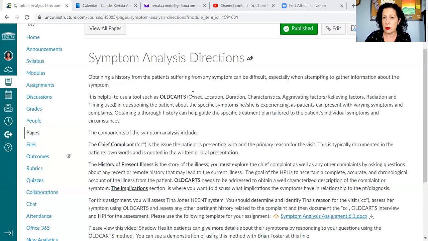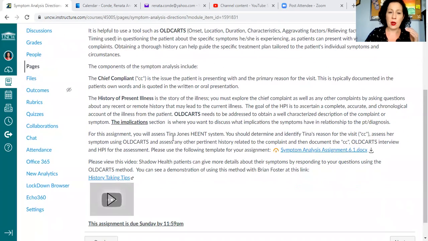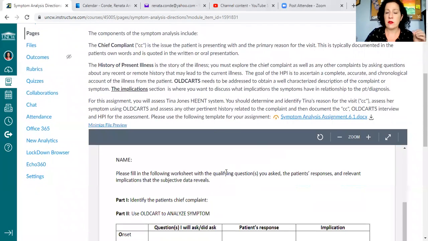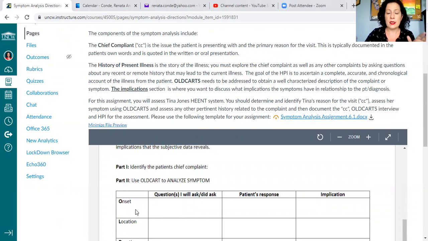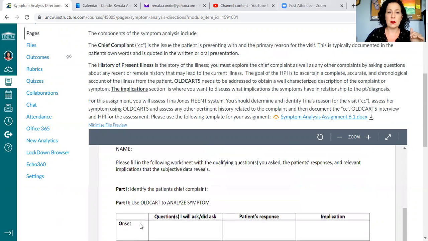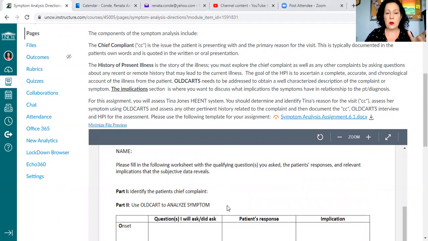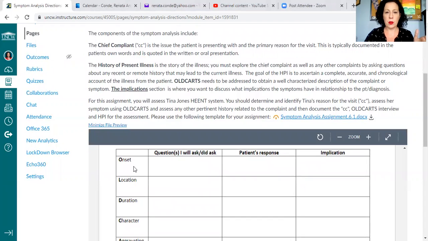So you're going to use old cards, all these right here. And then again, we talked about that in the SOAP note video. If you have questions about that, of course, you can always reach out. So you will use that and break down in detail each of those. So for example, onset, location, duration, character, all those. So pretend my patient has a stomach pain, abdominal pain. So the first one I'm going to do is onset.